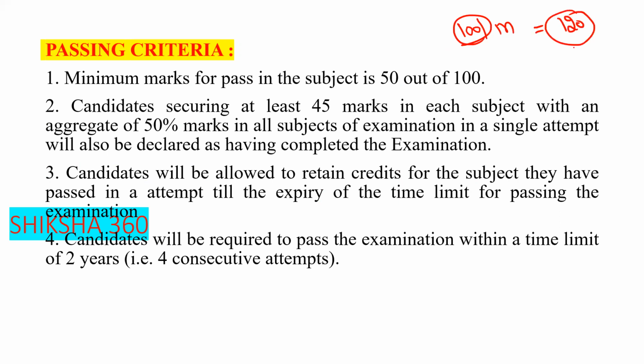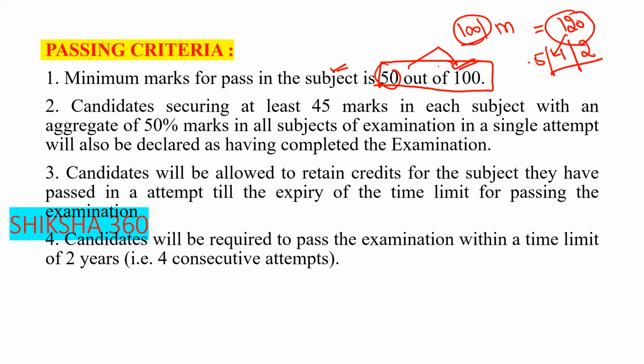Out of the 120 questions, some questions are of 0.5 marks, some are of 1 mark, and some are of 2 marks. And there is no negative marking. So the minimum marks to pass a subject is 50. Basically, the minimum passing marks is 50 out of 100.